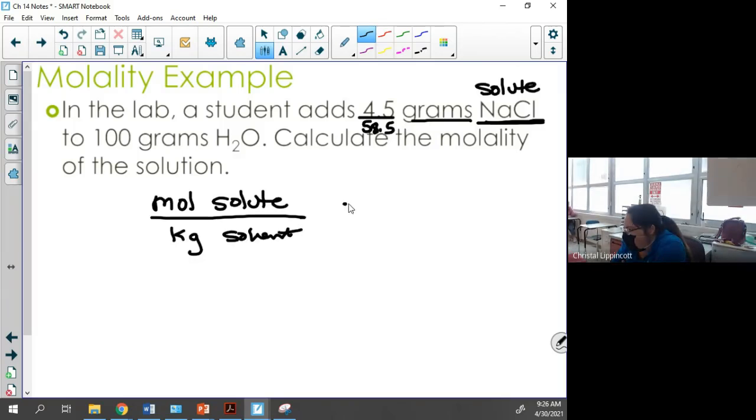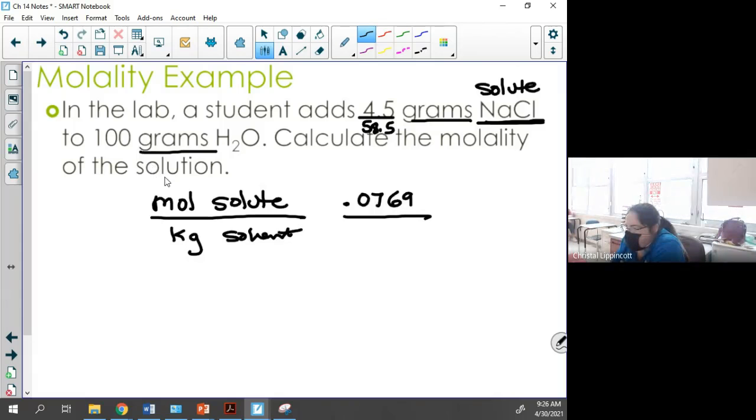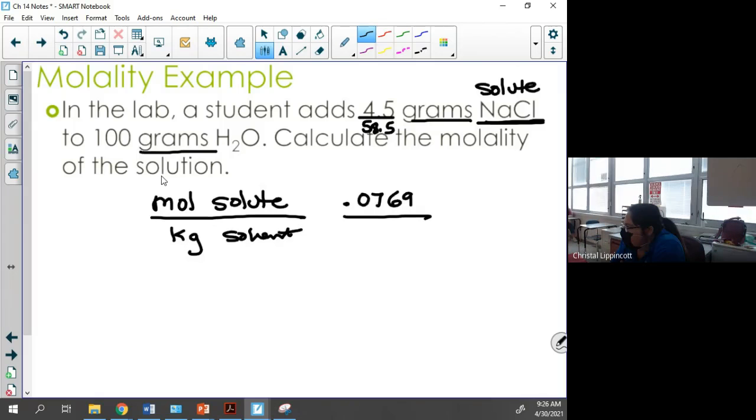So that ends up being 0.0769. And I'm going to divide that by kilograms of solvent. This is in grams right now. I need to convert it into kilograms. So what do I do? I'm going to kick the decimal point one way or the other. Which way is it going to go? Which is bigger, a kilogram or a gram? Kilogram. So I'm going to kick the decimal point this way. So it's going to be 0.100.